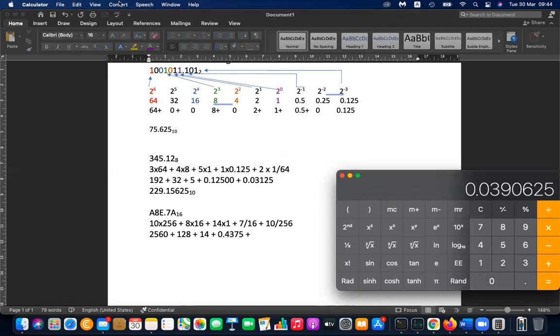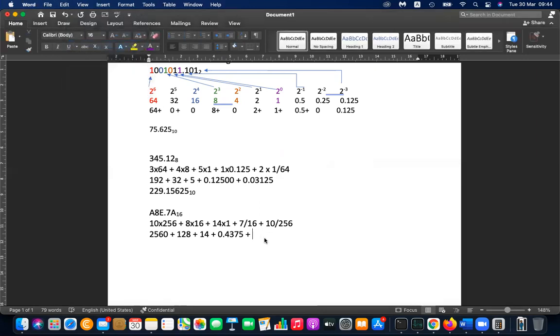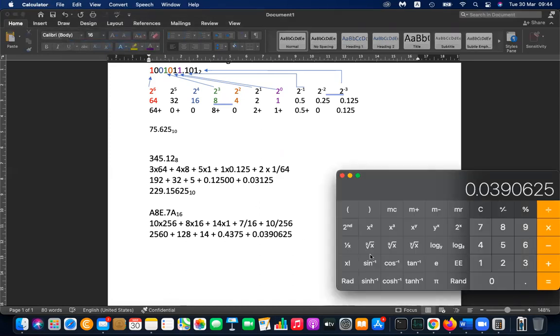This is the value, right? So this part, finding out the decimal values, will be the difficult one, but the others will be easy. Okay, let's add the values. This one plus 0.4375 plus 14 plus 128 plus 2560, and this is the value.